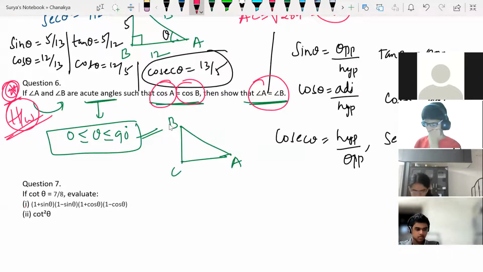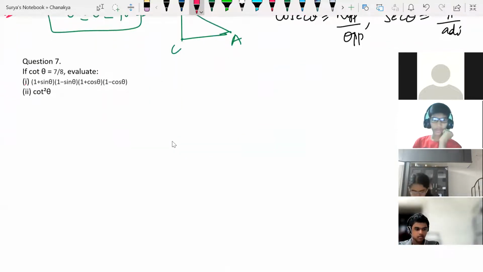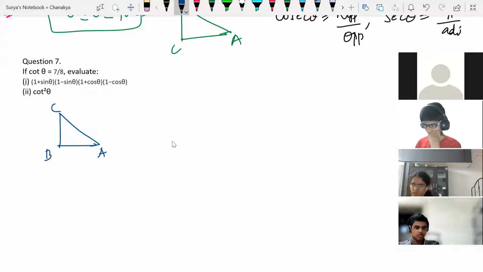Guys, done. What is the seventh answer? Sir, I got it for the cot square theta, but I can't get the first bit. Yes, look at this. The first bit I got as 63 by 48. Let us say theta.